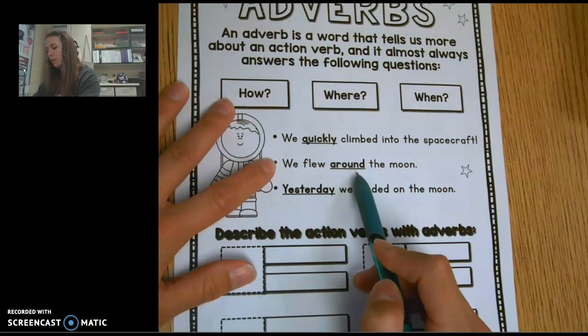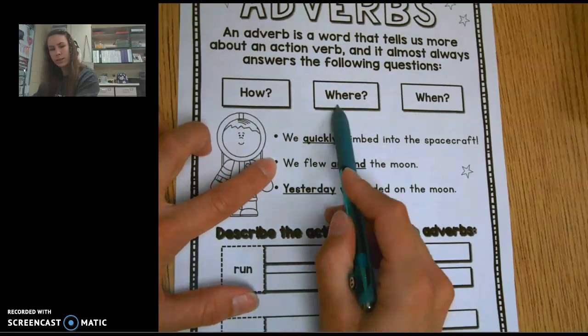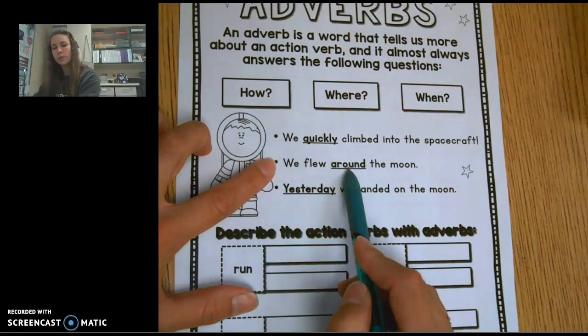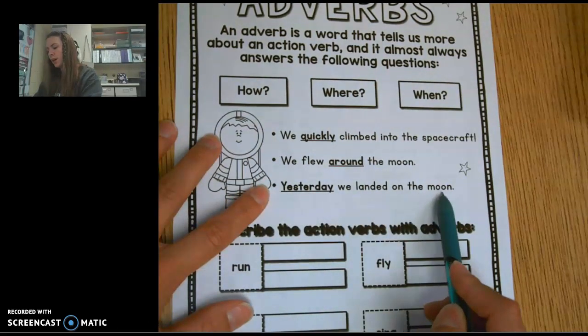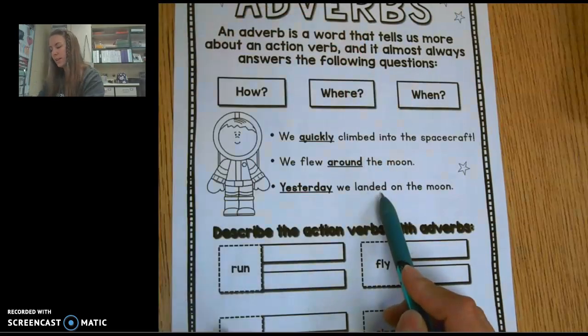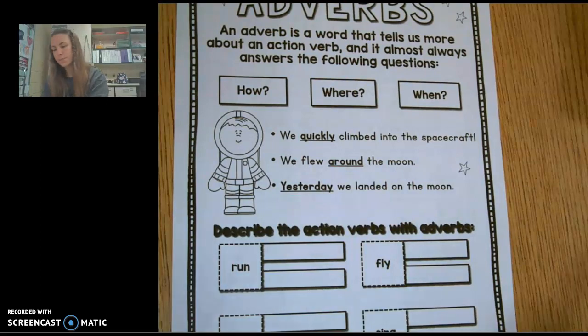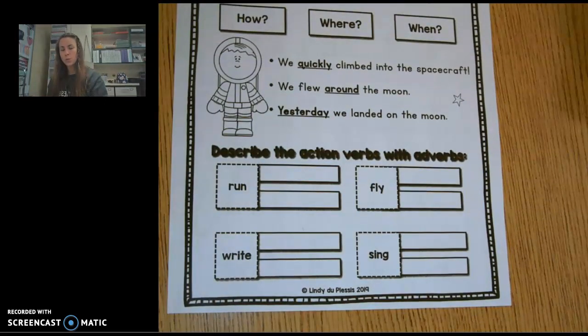We flew around the moon. Flew is our verb. Where did we fly? Around. Yesterday we landed on the moon. Landed is our verb, and when did we land? Yesterday.